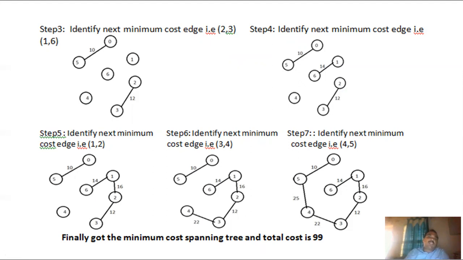Then the fifth step: identify the next minimum cost edge. Which is the next minimum cost edge? Here simply 1 to 2, that is 16. Next, identify the next minimum cost edge, which is 10. Yes, 10. Next, identify the next minimum cost edge: 4, 5.